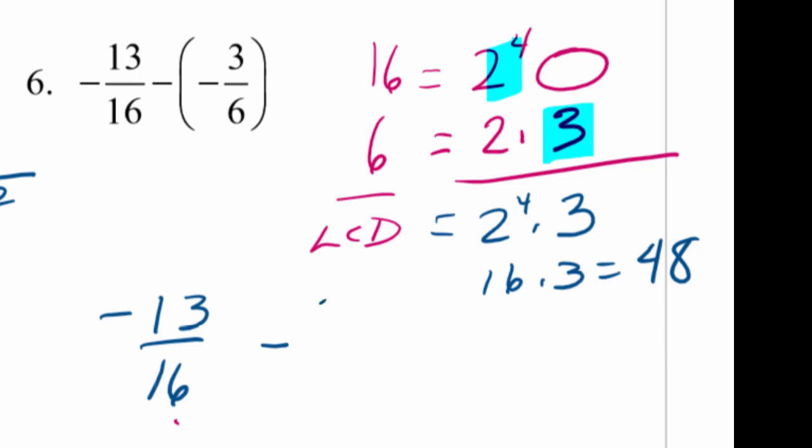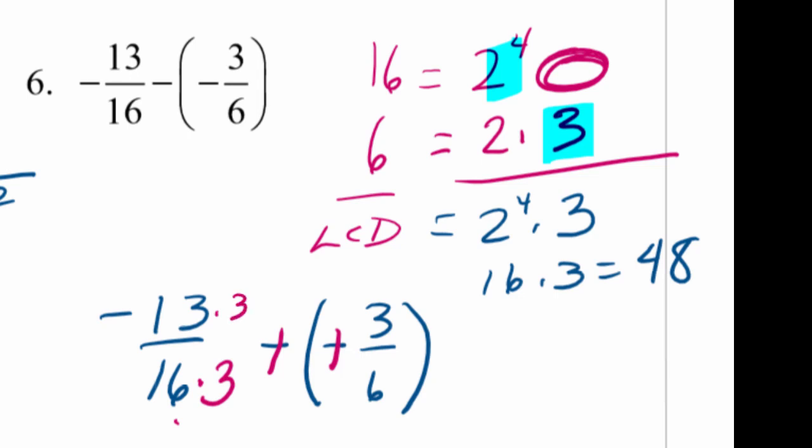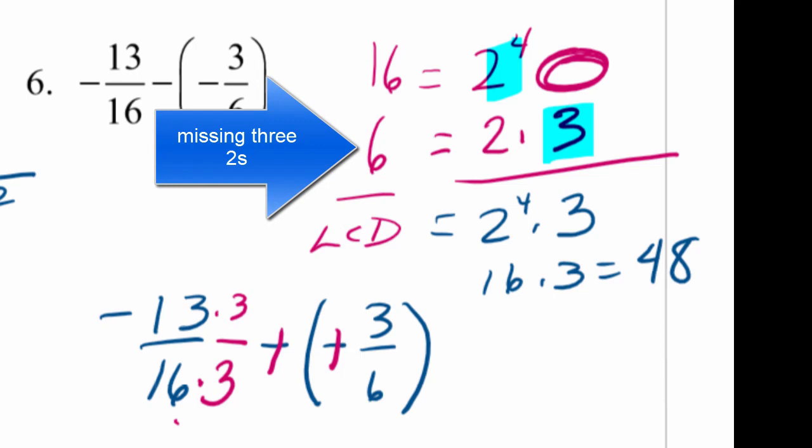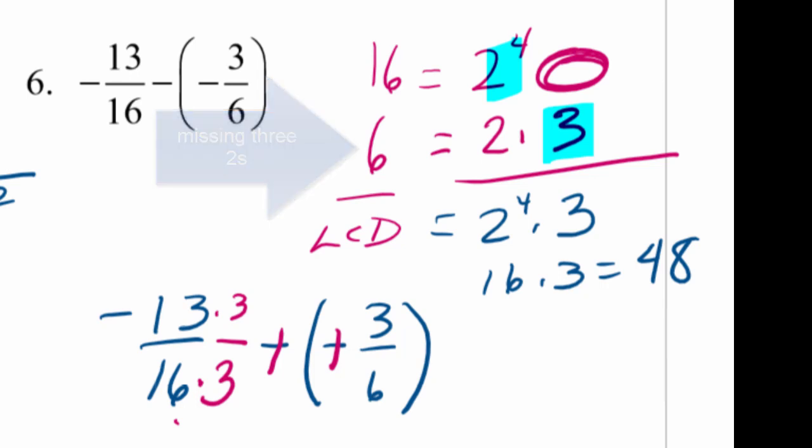And then we have to subtract a negative again, right? And let's change those signs. So add the opposite. Okay. And then the 16 was missing the 3. So times 3. The 6, to get to a 48, is missing 3 of these 2's, which is an 8. See, because the 6 has 1 2 and our LCD has 4 2's. So it's missing 3 2's, which is 8. 2 to the 3rd is 8.